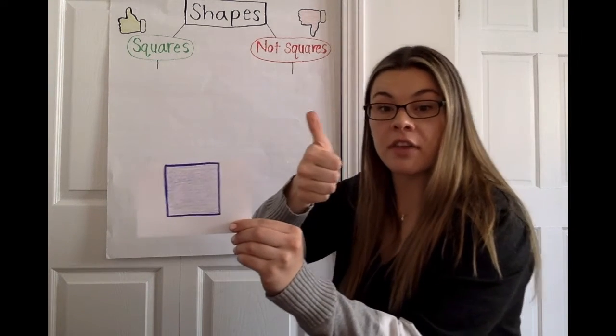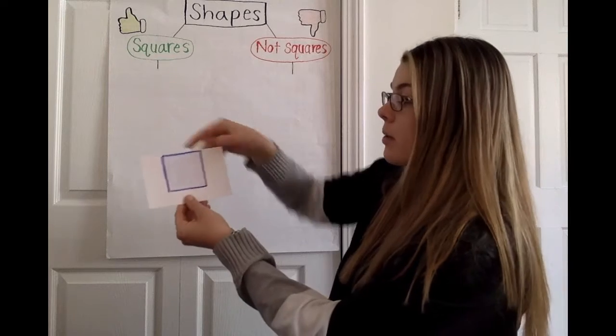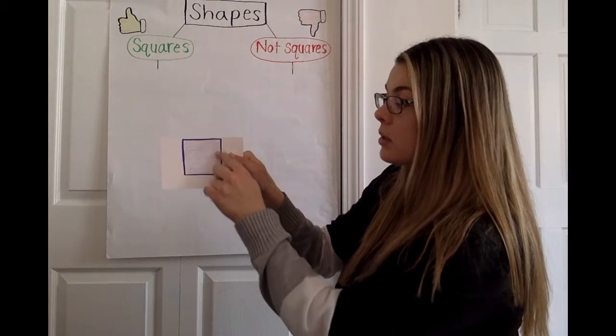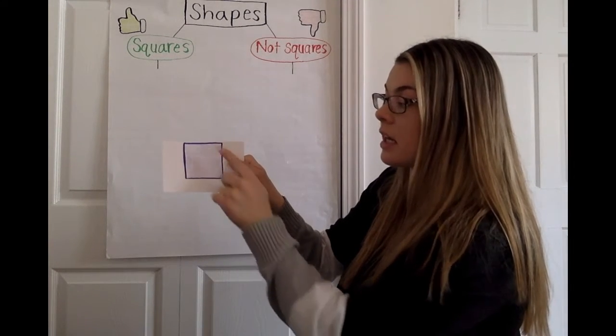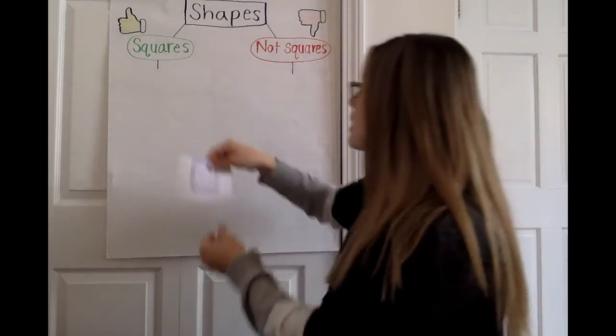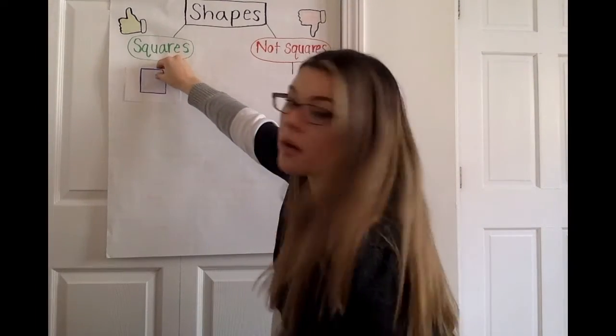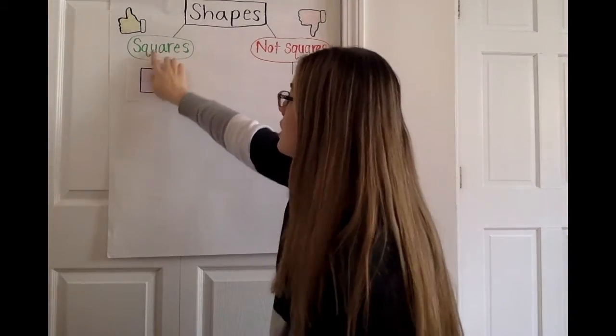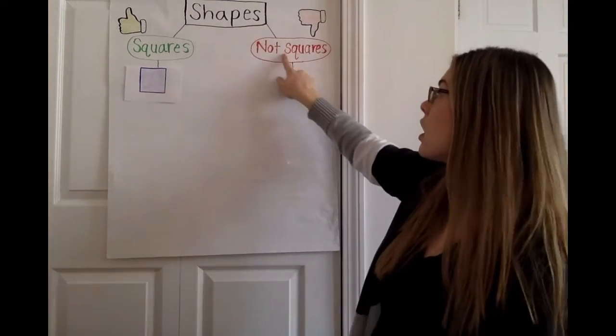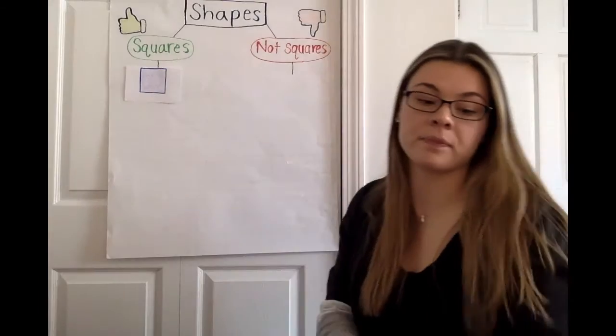So you should have had a thumb up, which means it is a square. It has 4 equal sides. They're all the same length, and it has 4 corners. So this shape is a square. So I'm going to sort it on my top-down web where it says squares. If it's not a square, I'm going to put it over here.